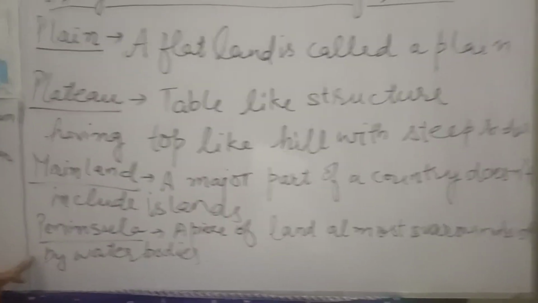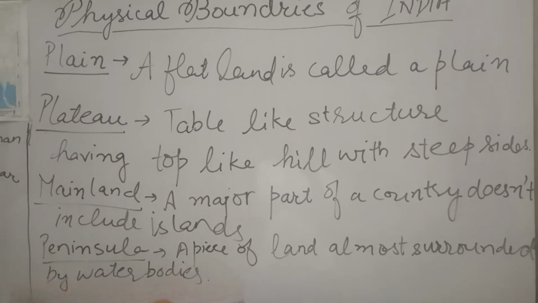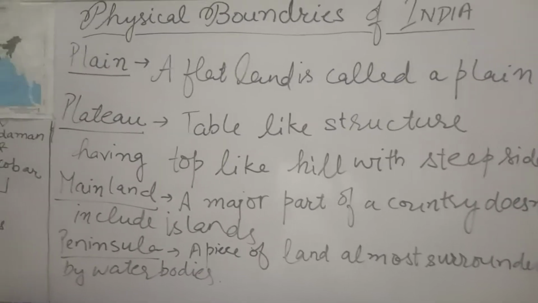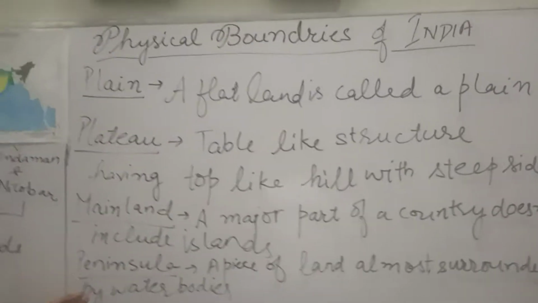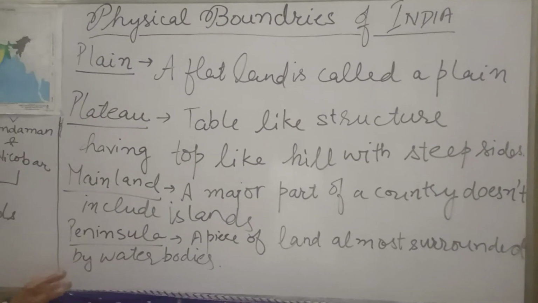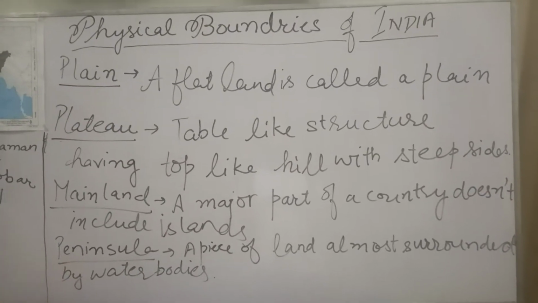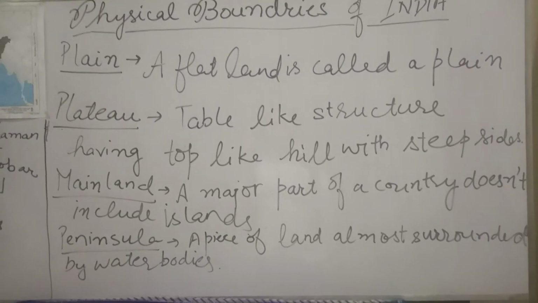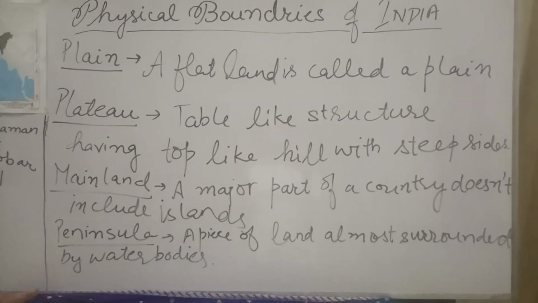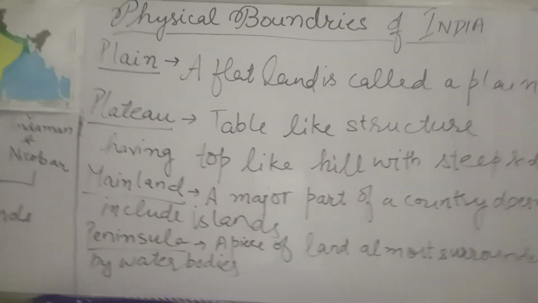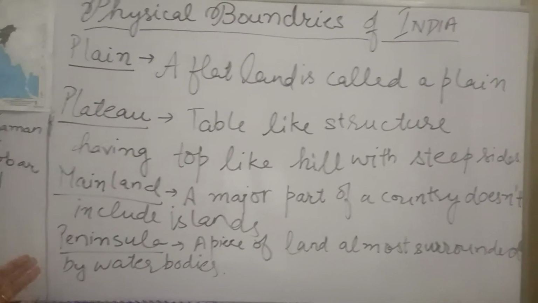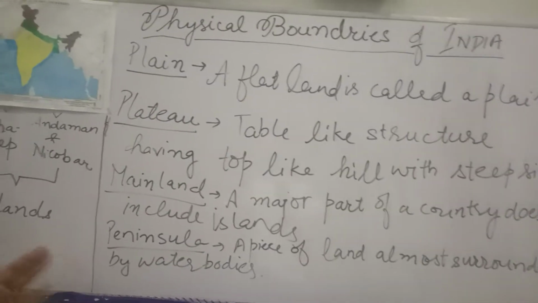Now what is a peninsula? A piece of land almost surrounded by water bodies. It doesn't mean totally surrounded by a water body. It means almost, मतलब काफी बड़ा हिस्सा पानी से घिरा हो. So this is called peninsula. Whereas an island is a piece of land that is totally surrounded by water bodies. एक हिस्सा धरती का जो चारों तरफ से पानी से घिरा हो. This is the basic difference between a peninsula and an island.